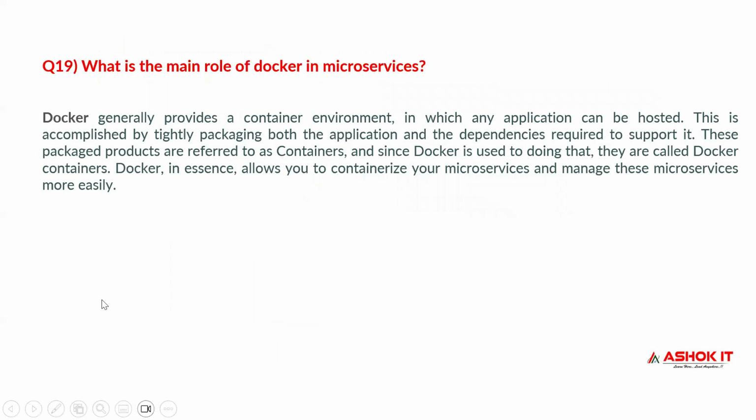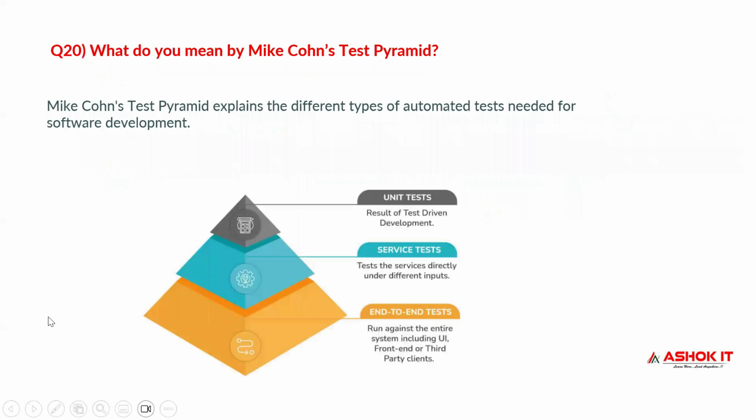Let's move to the next question. What is the main role of Docker in microservices? Docker generally provides a container environment in which any application can be hosted. This is accomplished by tightly packaging both the application and the dependencies required to support it. These packages are referred to as containers, and since Docker is used to do that, they are called Docker containers. Docker allows you to containerize your microservices and manage them more easily. Let's move to the next and the last question of this session.